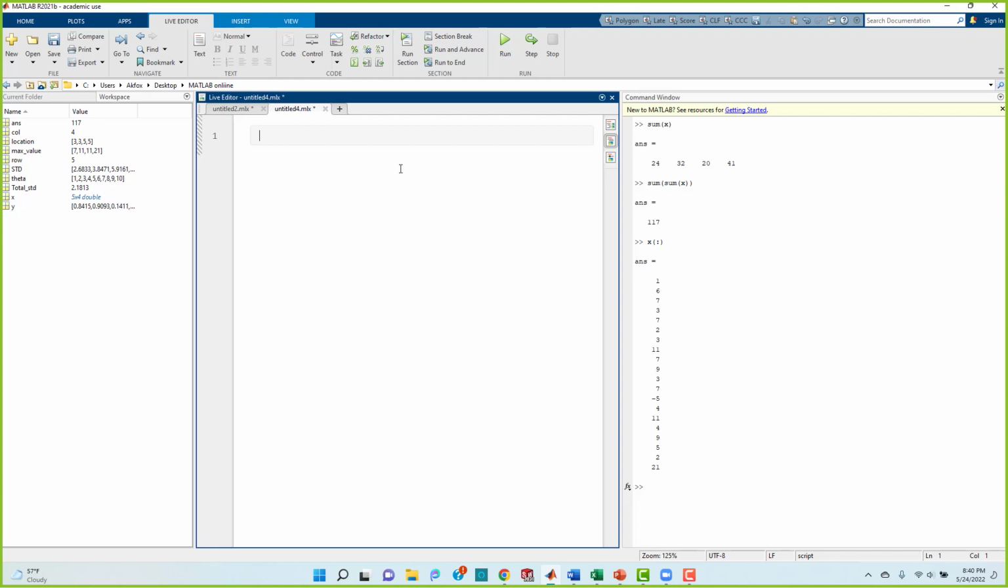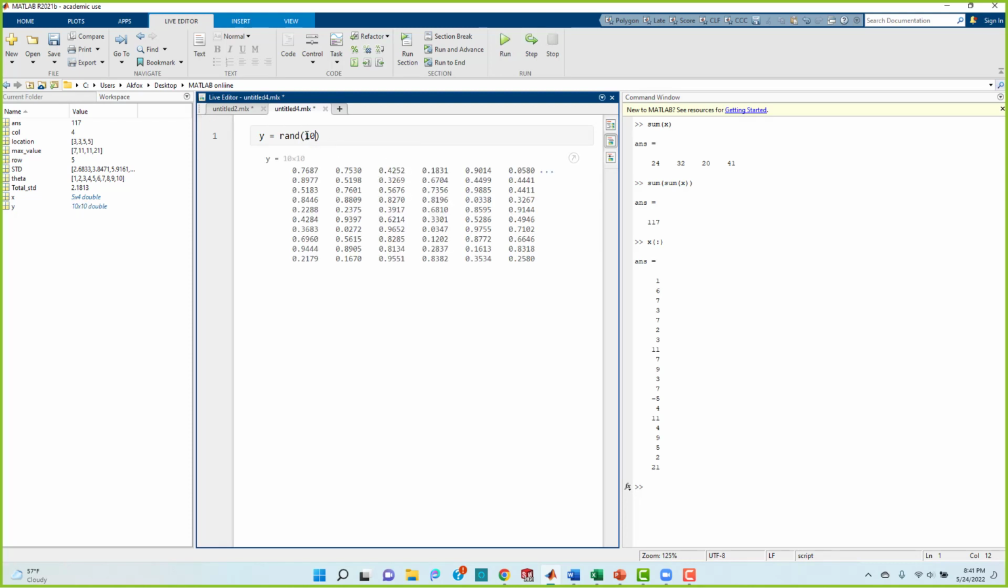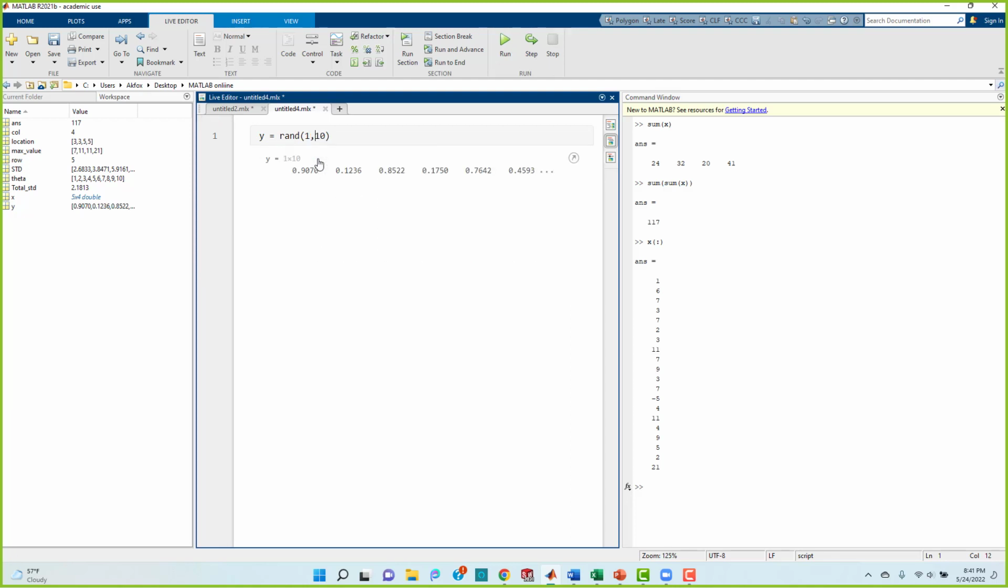So we can prove that by saying y equals rand. If you put in a single value, it will create a square matrix. But if you want a vector, you have to put two, the first one being the row, second one's column. That's the default format, is row by column. You'll notice here that these are all numbers. I'm going to transpose that so we can see them all. They're all between 0 and 1.